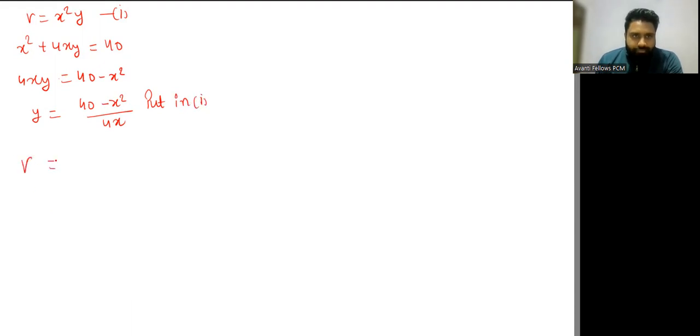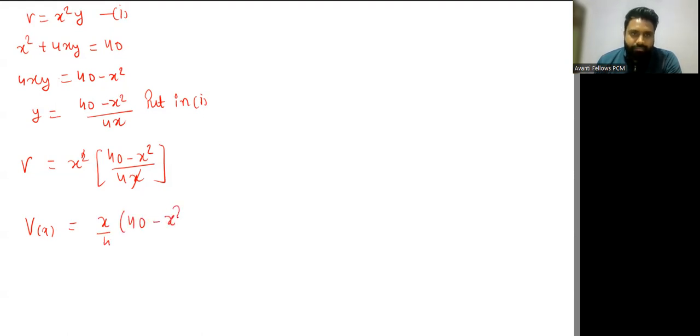So V here we have as x square into 40 minus x square divided by 4x. So x you have to cancel out. Now V as a function of x you will have as x by 4 into 40 minus x square.